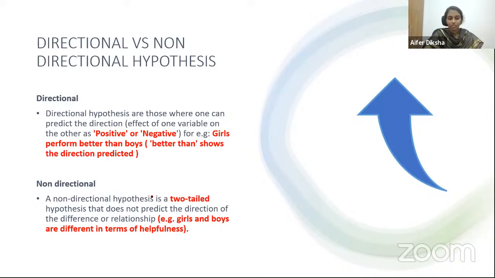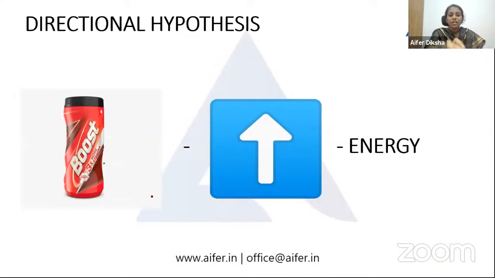Okay, I will show you an example. This is an example of a directional hypothesis. We know that Boost is an energy drink. While we take Boost, our energy tends to be increased. So what type of hypothesis is this? While we take Boost, energy tends to be increased. It means energy increases. It's a directional hypothesis that Boost increases energy. It shows a direction. It shows an increment.